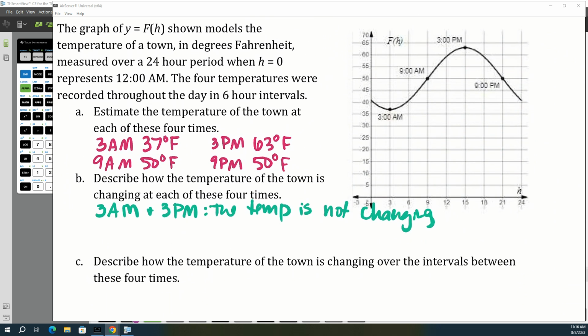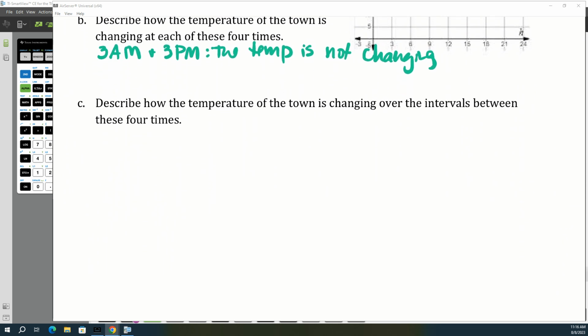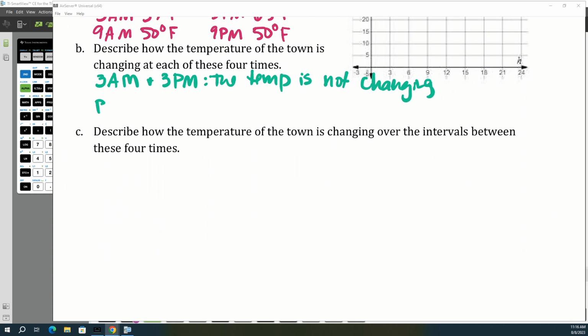All right, and then the points of inflection are at 9 a.m. and 9 p.m. All right, how's the temperature changing at those times? Points of inflection change the concavity. So the temperature is changing the fastest.